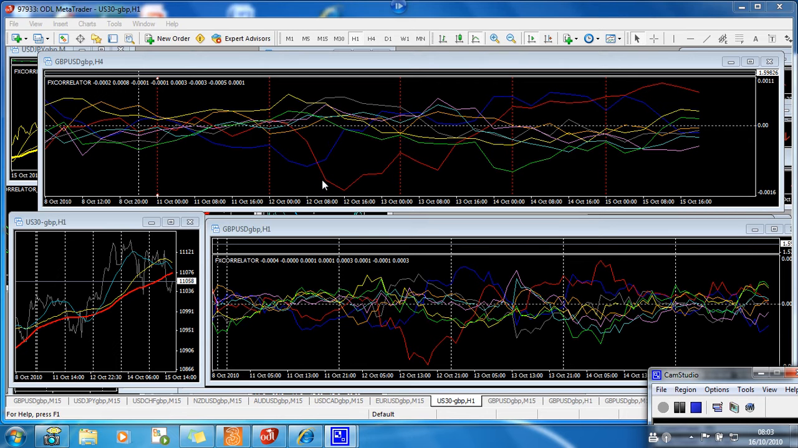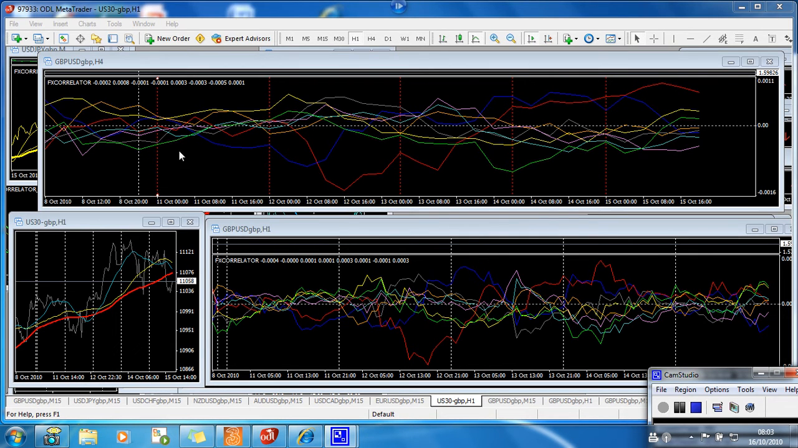And what I use is called a triple arrow system. It's actually 3 versions of the FX correlator, all on a similar setting, different time frames. And when those time frames are aligned, when we have a currency that is above the dotted line 0 in all of those 3 or below, that's when we look for trades. We look to trade a currency that is falling below the 0 and a currency that's rising, and hopefully we make some money.